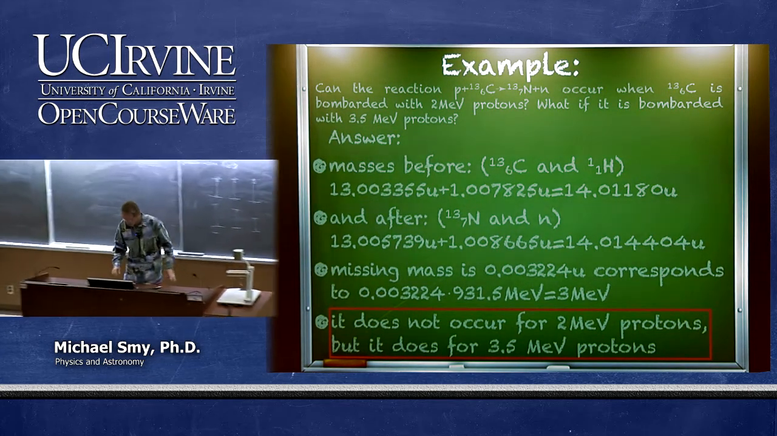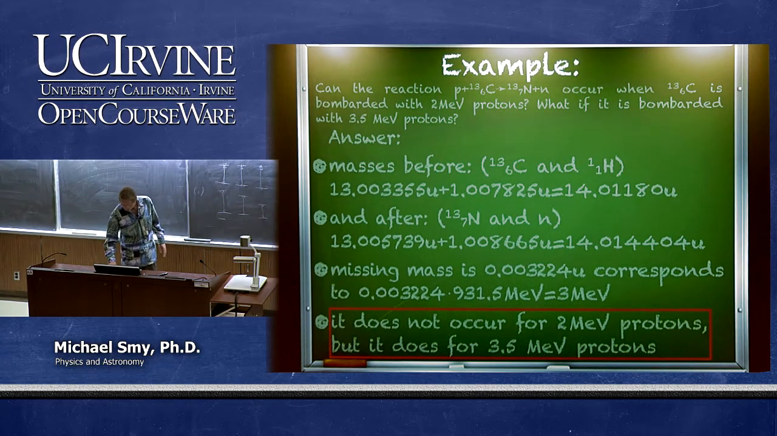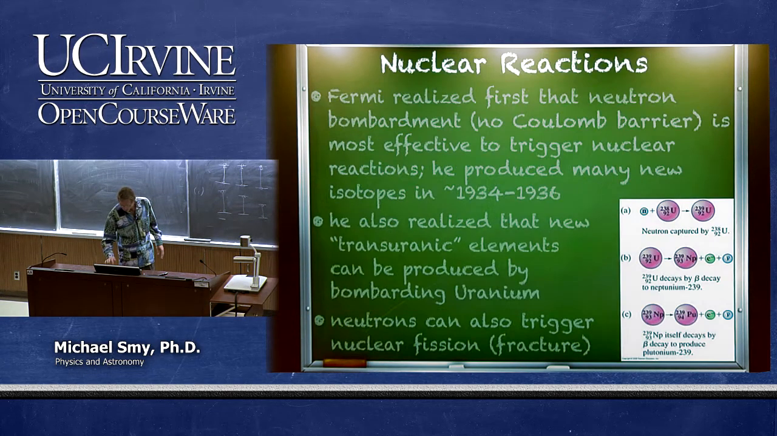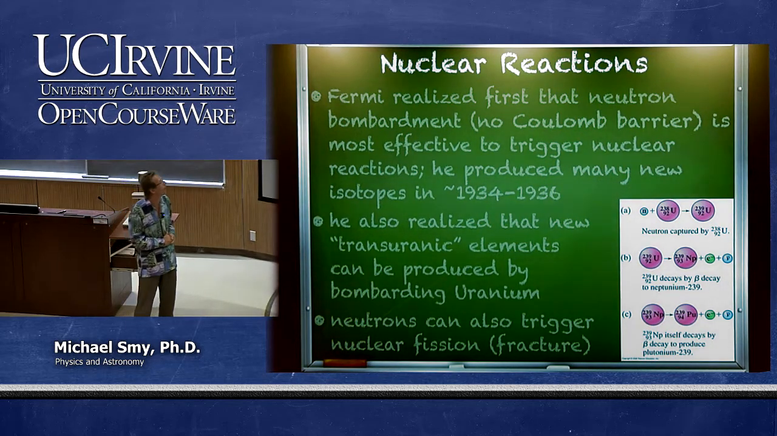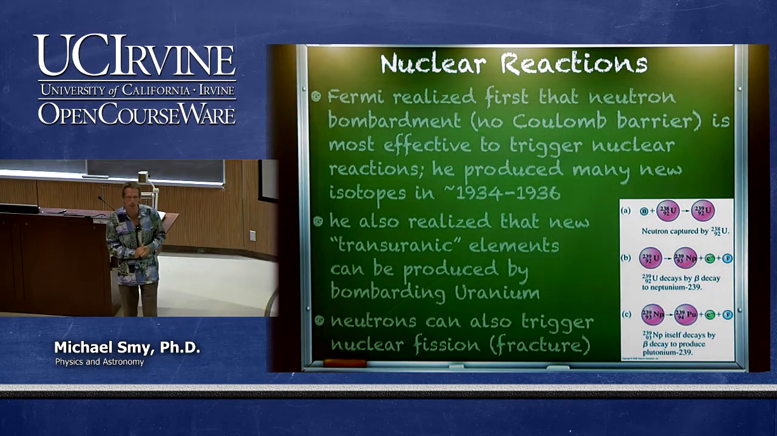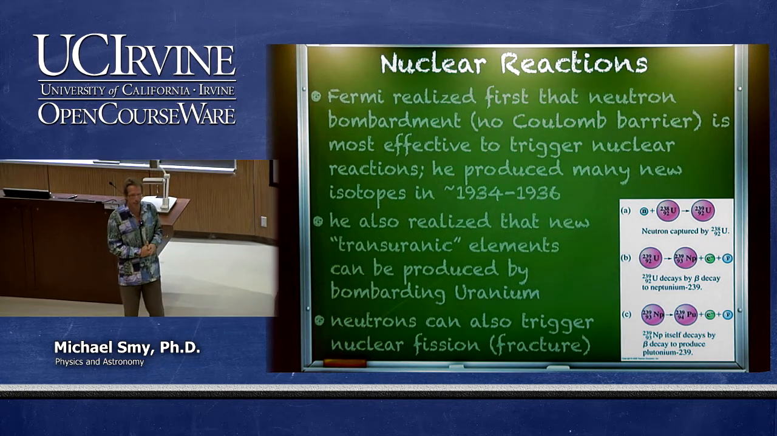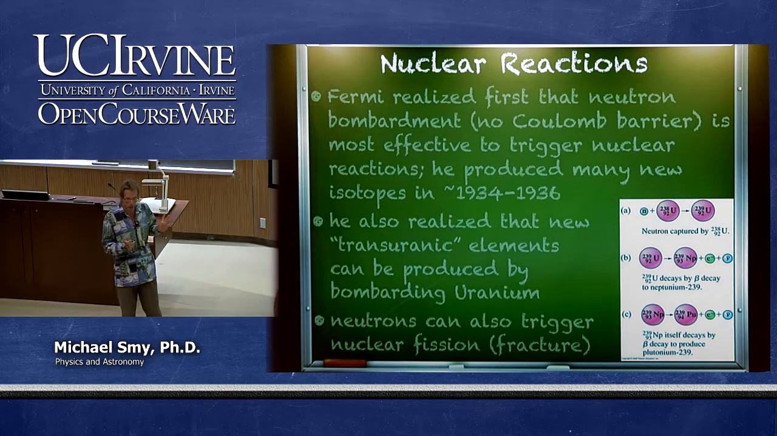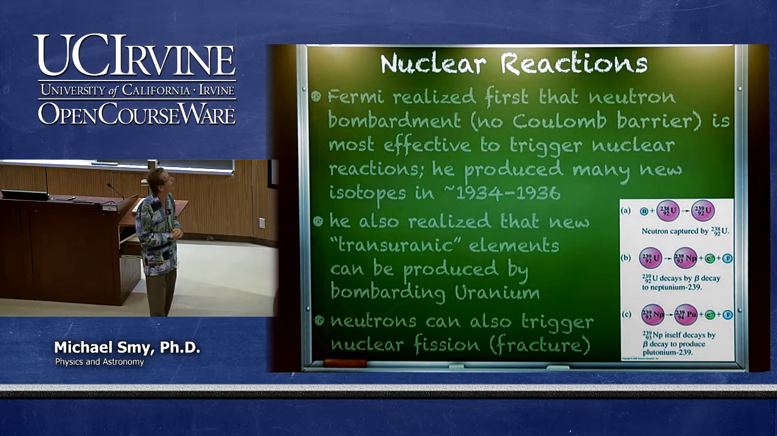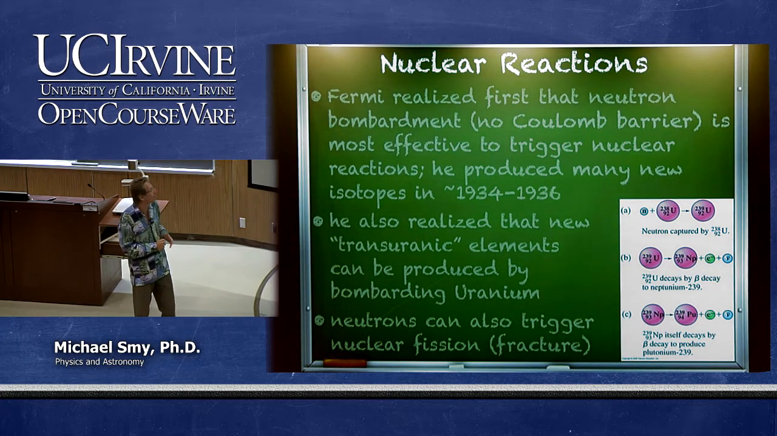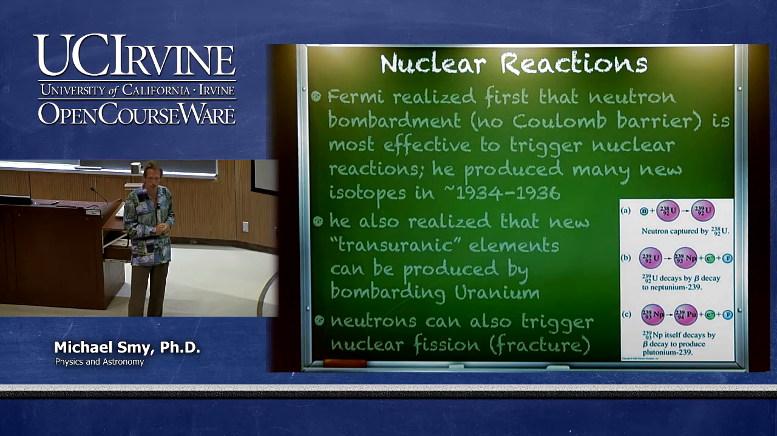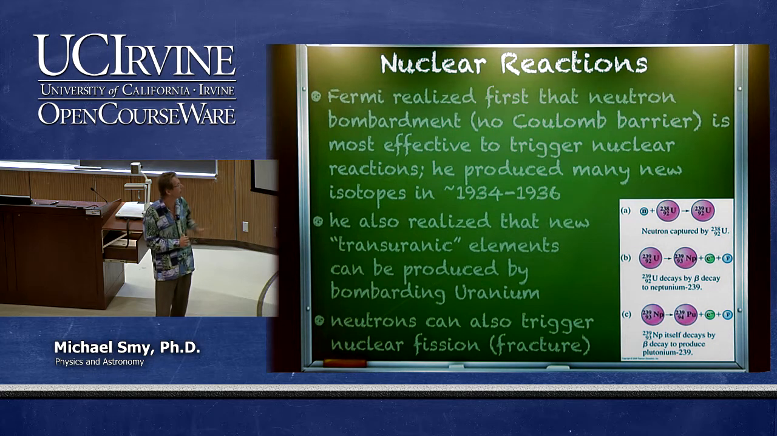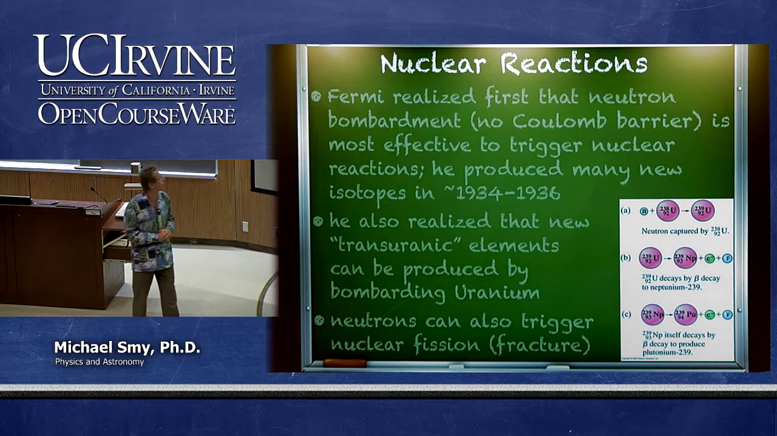But at least it is possible that this reaction takes place for 3.5 MeV protons. Fermi was the first to realize that for nuclear reactions, neutron bombardment is a useful technique because you can avoid the Coulomb repulsion, or the Coulomb barrier, and it is therefore more effective to trigger nuclear reactions. And he produced many new isotopes just by bombarding known isotopes with neutrons and making new ones out of them.